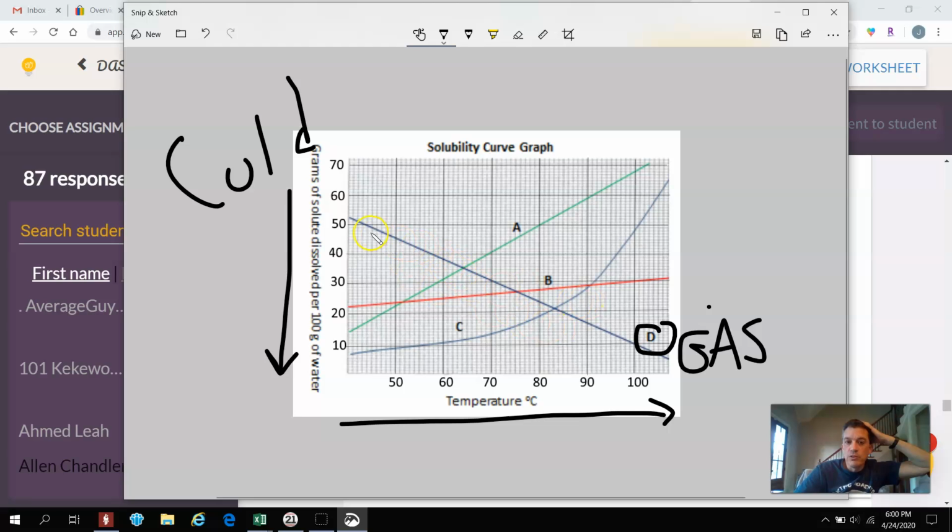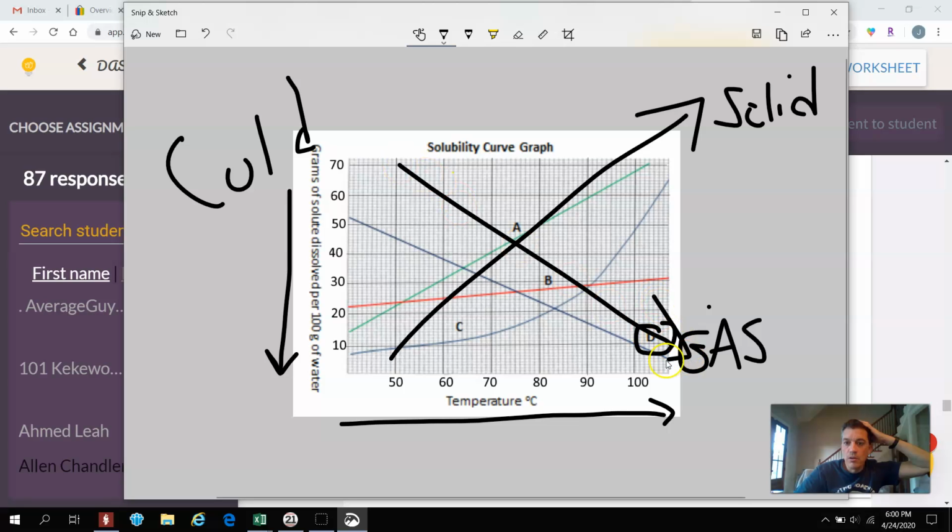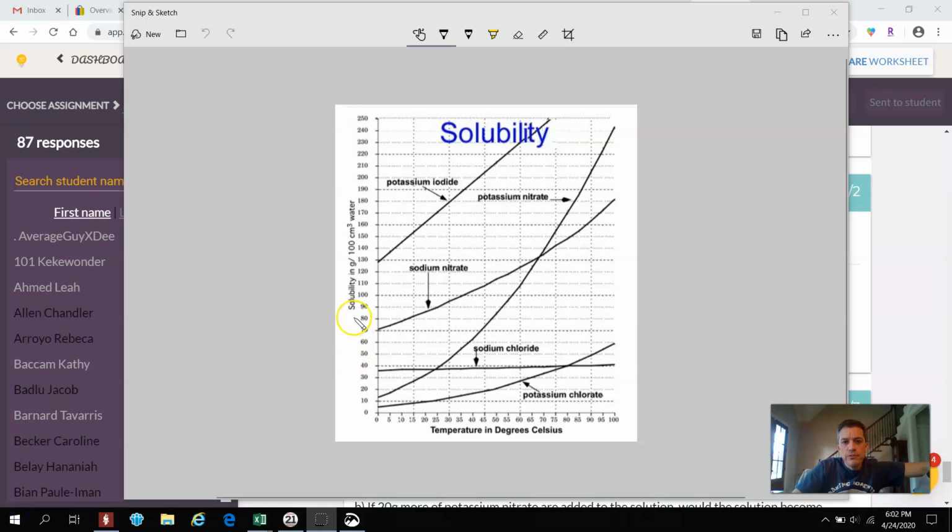But the big picture here is when we see these lines, if they're going up, that's usually going to be a solid. And if they're going down, that's typically going to be a gas. This is another graph that you had on the assignment. There was a couple of questions that went along with it. Before we look at those questions, though, we could look at these graphs and get some ideas.